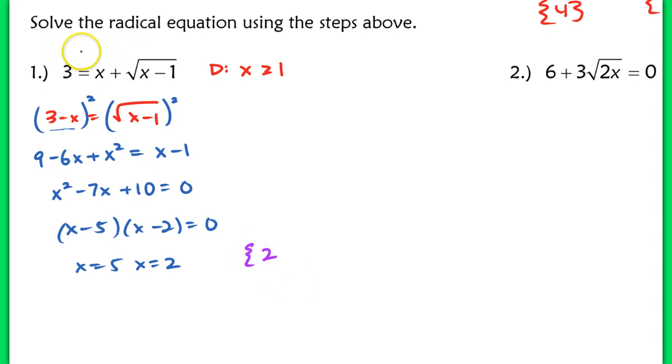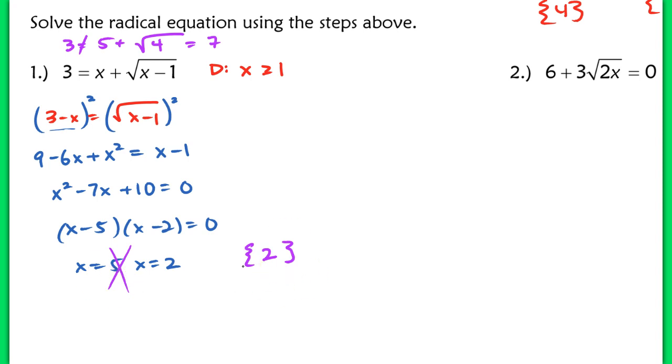Now when I try 5, I have 3 equals 5 plus the square root of 5 minus 1, which is 4. And if I take 5 plus 2, I end up with 7. Clearly, 3 does not equal 7. So 5 doesn't actually work in the original problem, which means it's an extraneous solution. Okay, so my only solution here is 2, and make sure that you clearly show what your solution is.